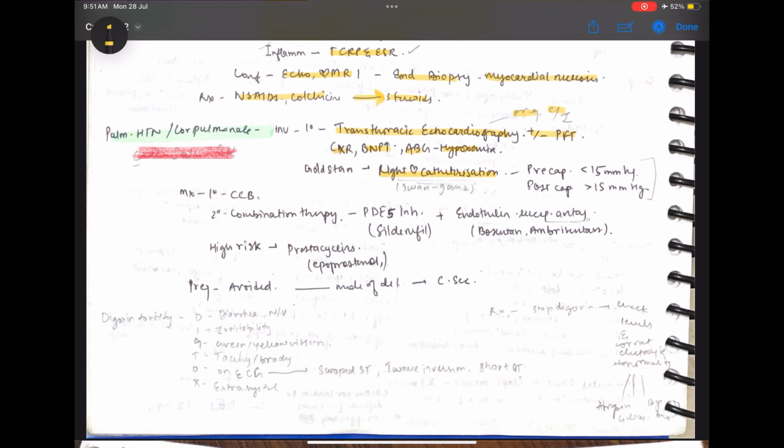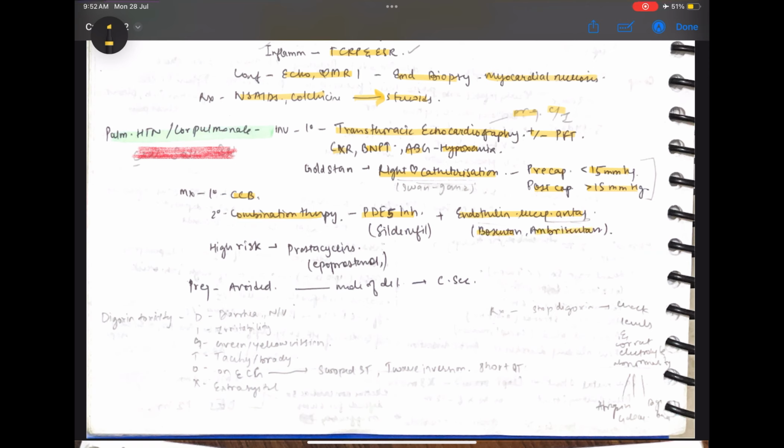standard it is right cardiac catheterization using a Swan-Ganz catheter, and we'll measure the pressure. So pre-capillary pressure and post-capillary pressure, we have to see these pressure markers. Now signs could be right heart failure, pre-sternal heave, or loud second heart sound. These are the features. For the management, first is calcium channel blockers, the second one is combination therapy with sildenafil or endothelin receptor antagonist, that is bosentan.